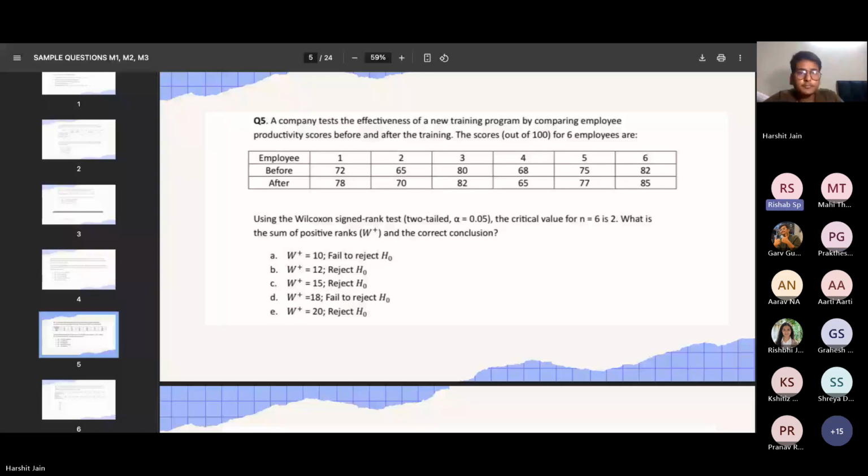Question 5: same question, use the Wilcoxon signed rank test. Critical value, n is equal to 6. When n is equal to 6, the critical value is 2. What's the sum of positive ranks and the conclusion? Harshit, question 5 answer. What is it?